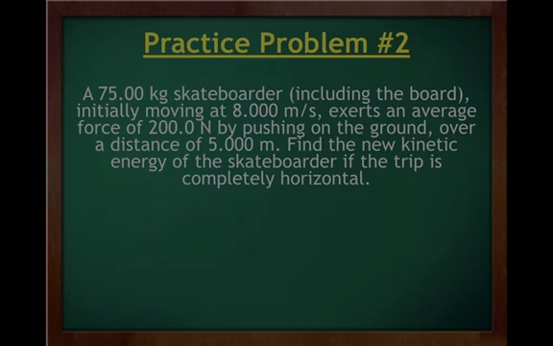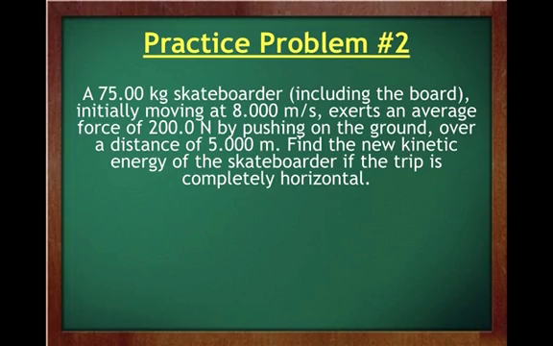All right, so looking at this one, you've got a 75 kilogram skateboarder. That includes the skateboarder and the board, initially moving at 8 meters per second. And the skateboarder exerts an average force of 200 newtons by pushing on the ground over a distance of 5 meters. Find the new kinetic energy of the skateboarder if the trip is completely horizontal. So no jumps, no losing of the board. It's just you're currently going at 8 meters per second.